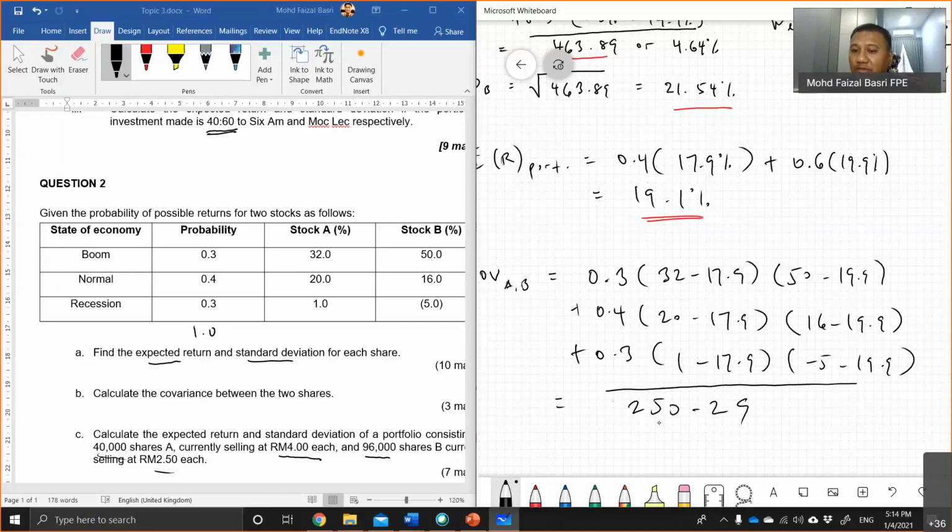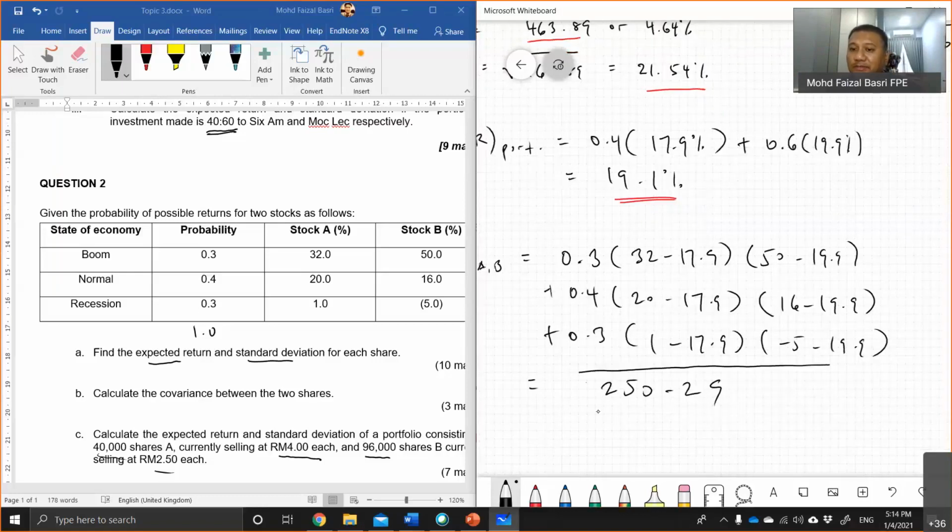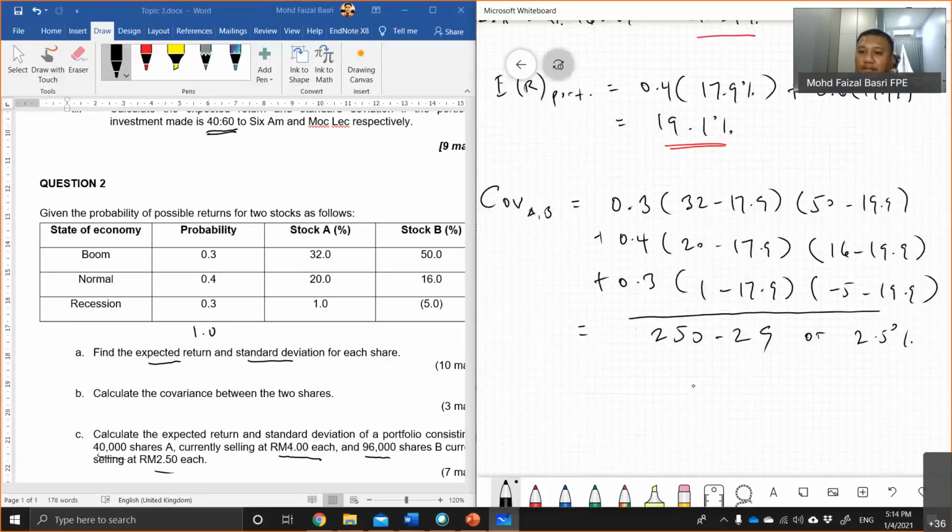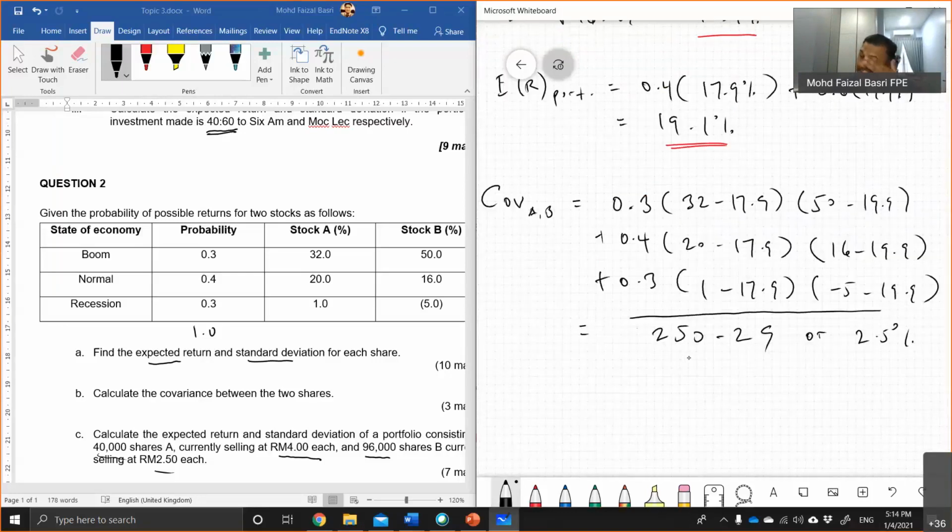Again, similar to variance, the covariance would not be in percentage. Okay, this is not in percentage. So if you want to write it in percentage, you need to convert this by dividing it by 100%. So it's about 2.5, 2.5%.